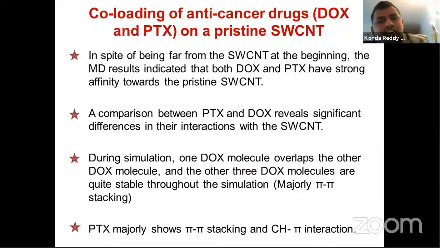There are other studies showing that drugs have strong affinity to CNT, so we compared the two. We found quite different binding natures for these two molecules during the simulations. Only one DOX molecule always overlaps the other DOX molecules, but the other three DOX molecules are quite stable throughout the simulations. They majorly form pi-pi stacking, whereas PTX majorly shows pi-pi and then CH-pi interactions. This is quite different, but we find stronger binding of PTX than DOX.